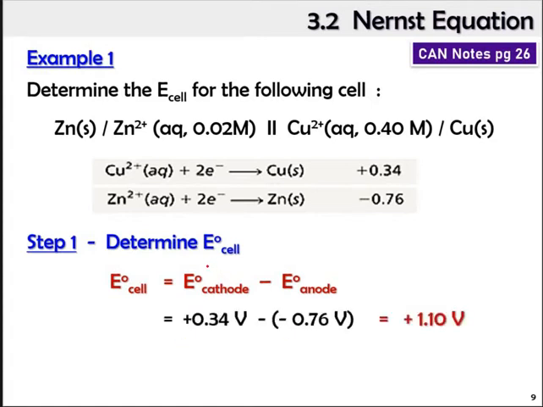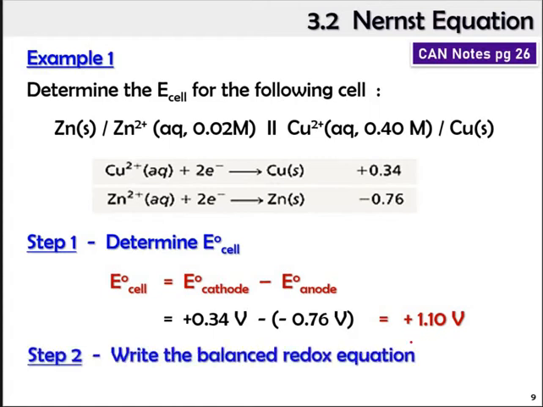From the cell notation given, the cathode is copper. So E naught cathode is E naught copper, positive 0.34, minus negative 0.76. This is E naught anode. Anode is zinc. No need to change the sign here, because we use this formula. So the value here is positive 1.10 volts.